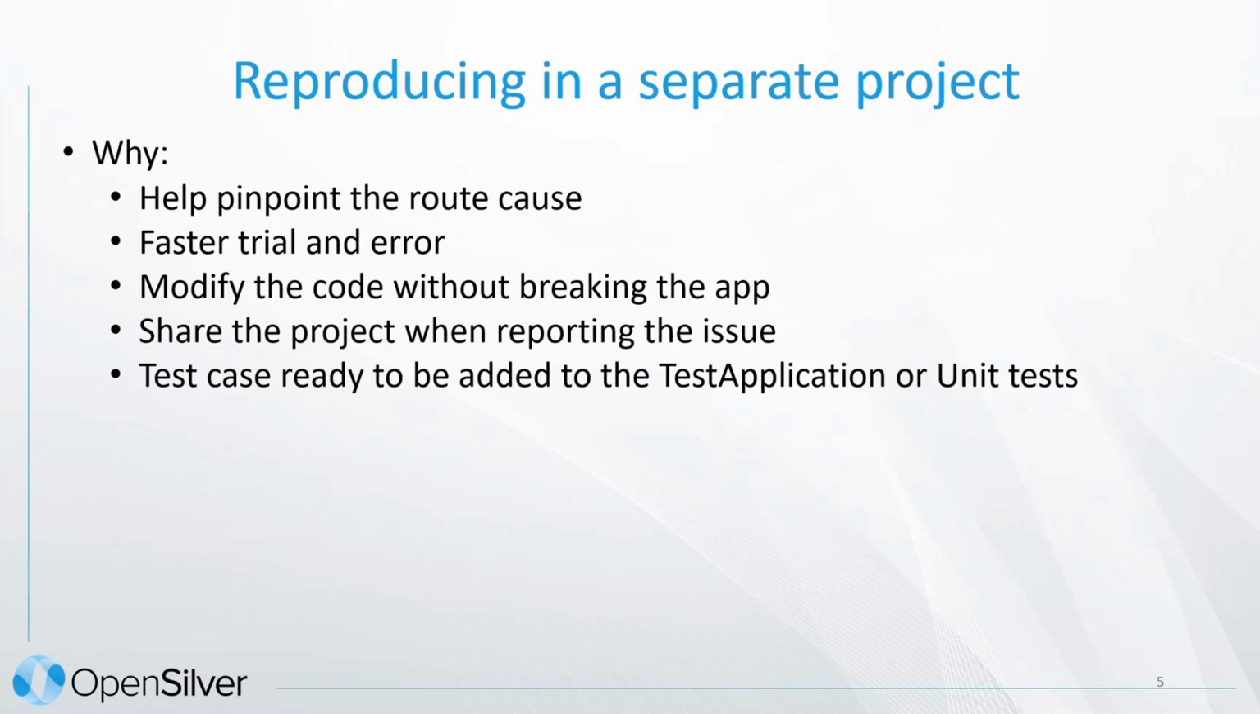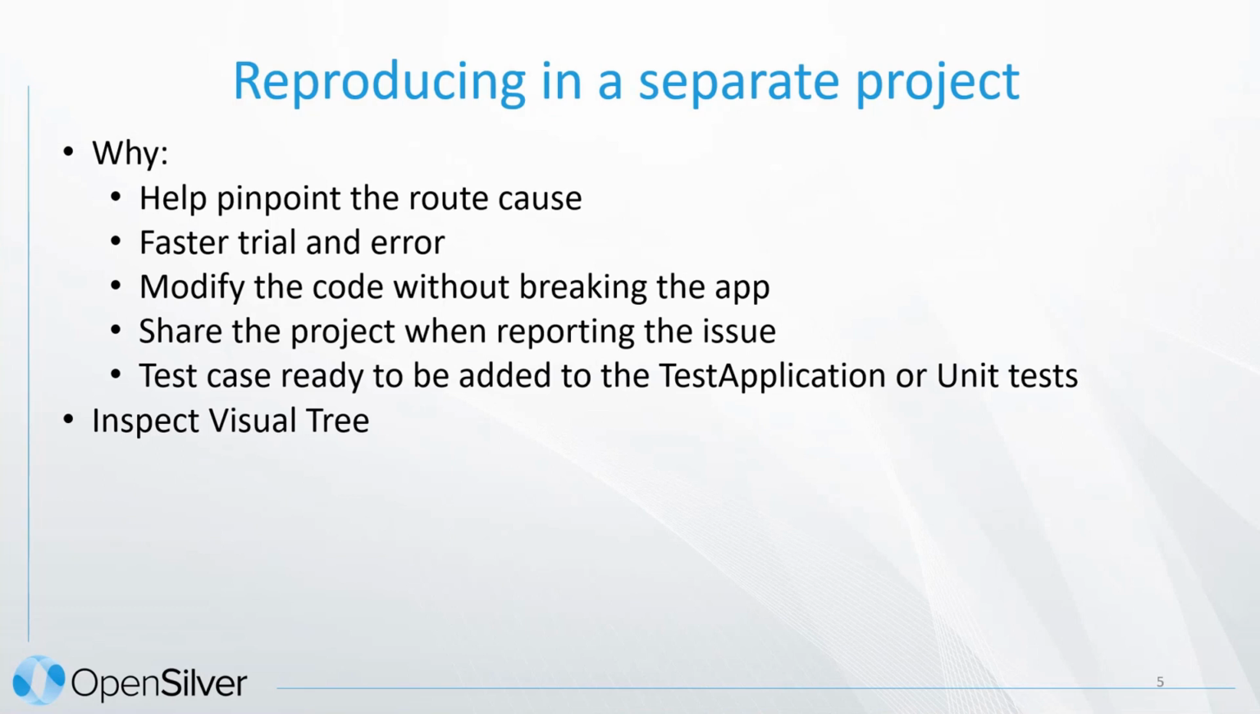Then also when we have reproduced the issue, we can share easily the project with the rest of the team or upload it in the GitHub issues for the people to reproduce the issue. And also we'll have a test case ready to be added to the unit tests or the test application, as we'll see in a moment. The general step is I'm going to inspect the visual tree with the simulator to find out approximately where the issue is located in the app.